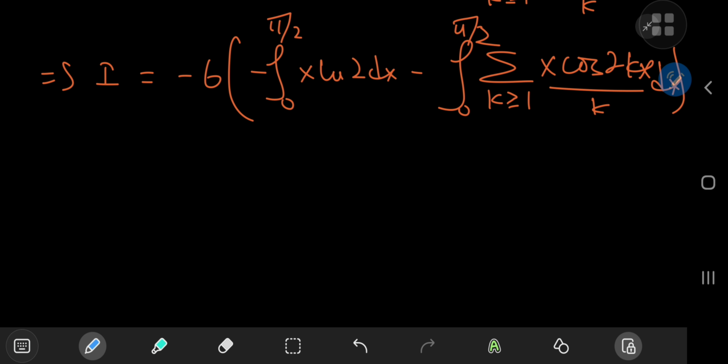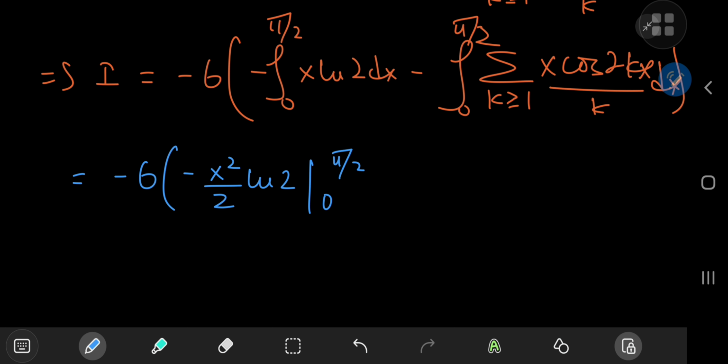The first integration is pretty straightforward. We have negative 6 times on integration x squared by, terribly sorry about that, there's a negative sign as well. So negative x squared by 2 times log 2 with the limits being 0 and pi by 2.